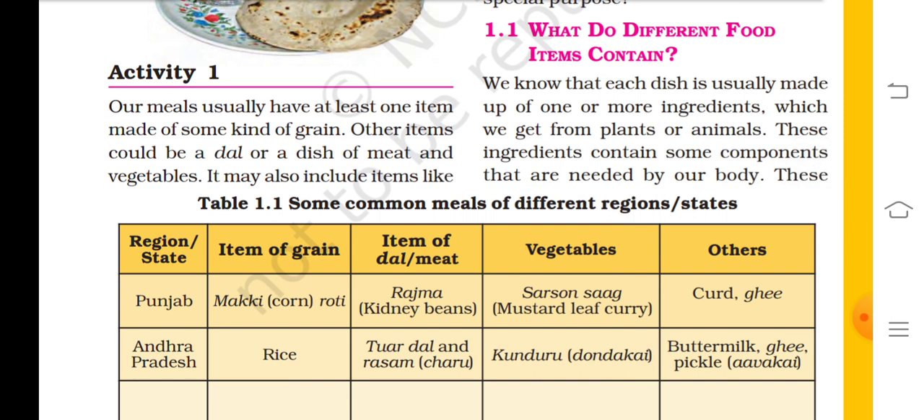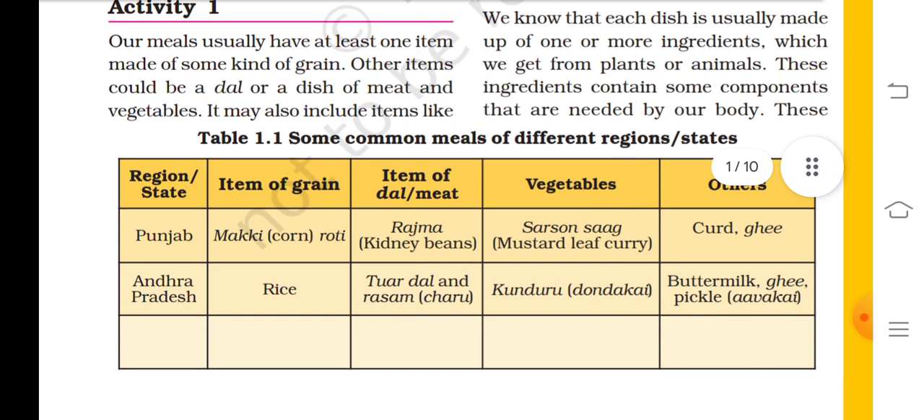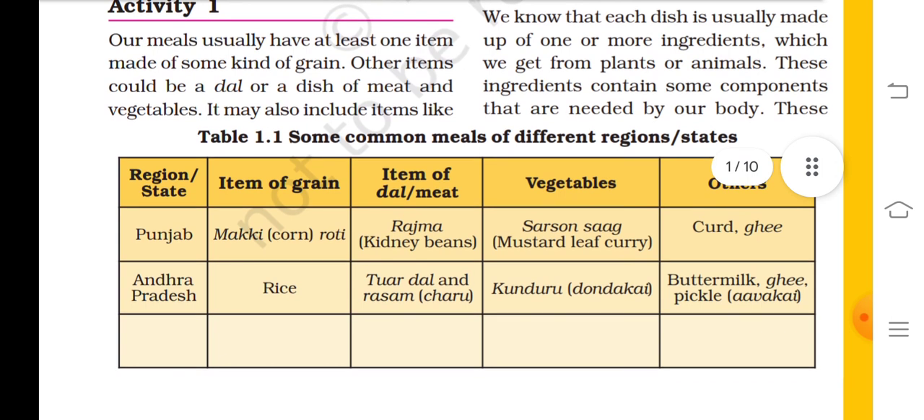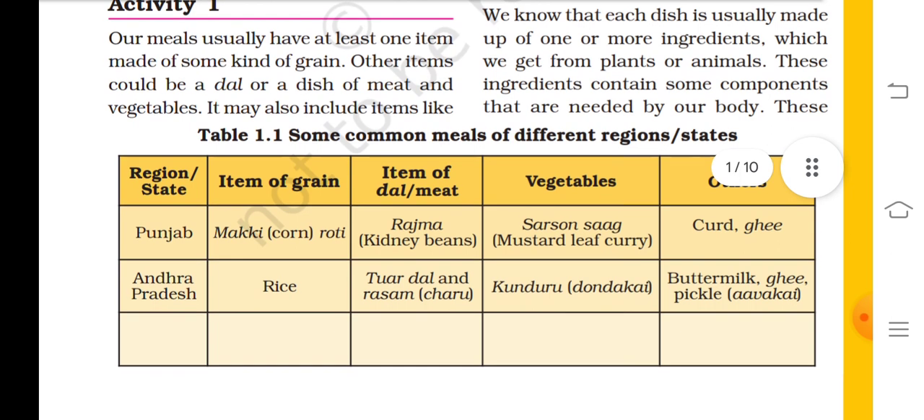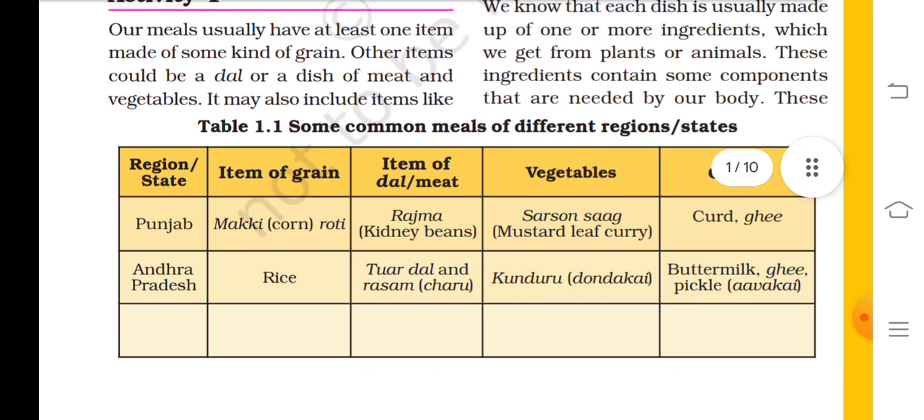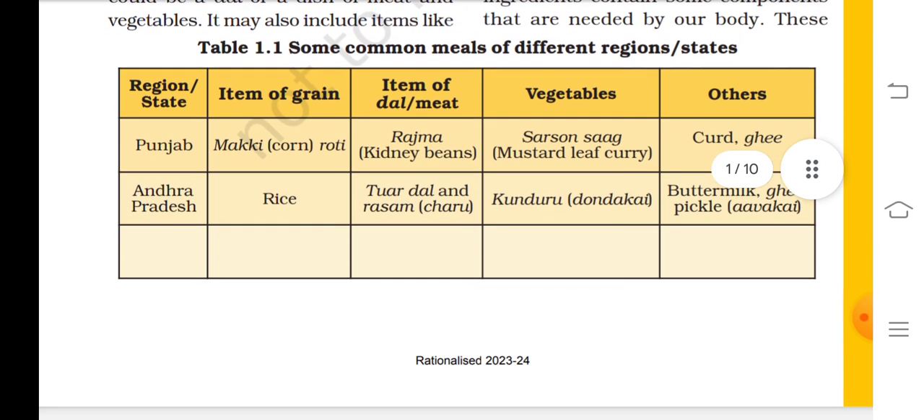What do different food items contain? We know that each dish is usually made up of one or more ingredients which we get from plants or animals. These ingredients contain some components that are needed by our body.